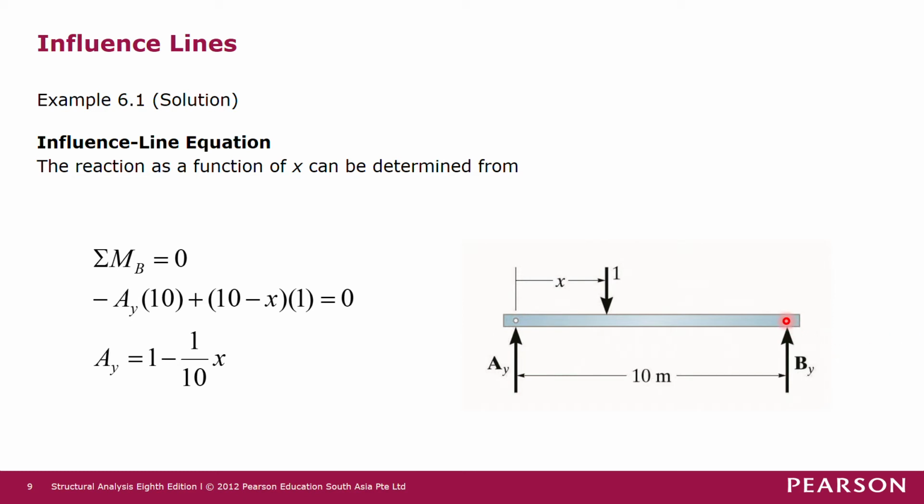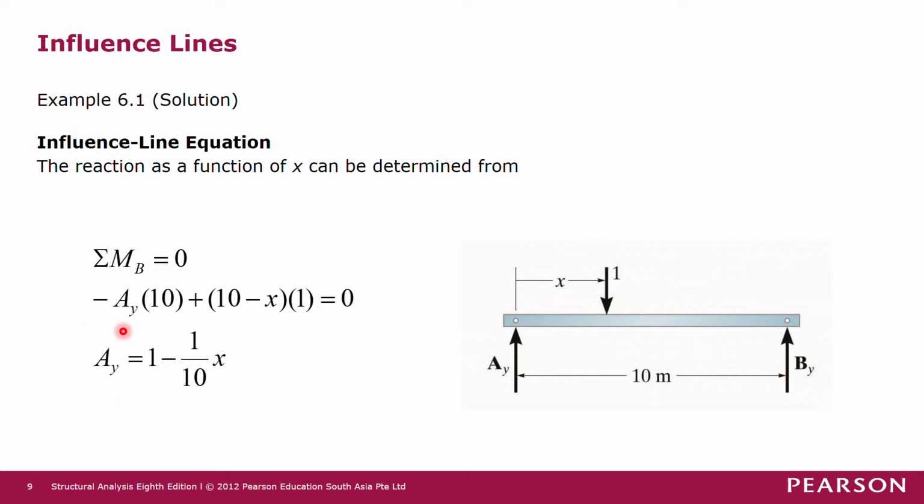All right. So with this, we sum total moment at B. So what do we get? We get minus AY times 10 plus 1 times 10 minus x. And then there are no other moments, so we equate this to 0. Solving for AY, we get AY equals 1 minus 1 over 10 x. So this is the influence line equation for reaction AY.